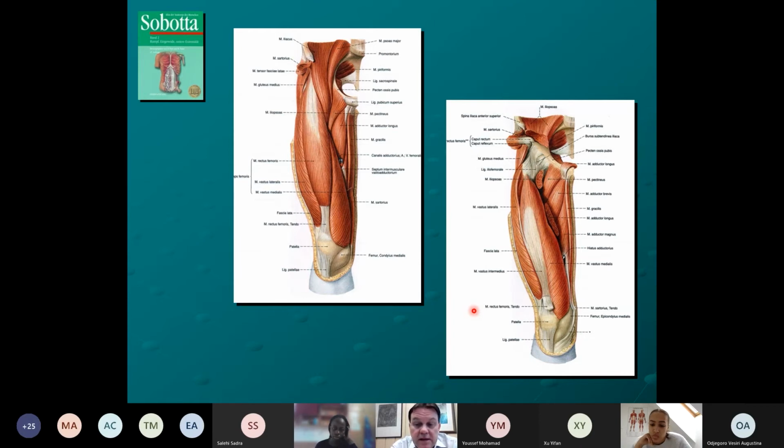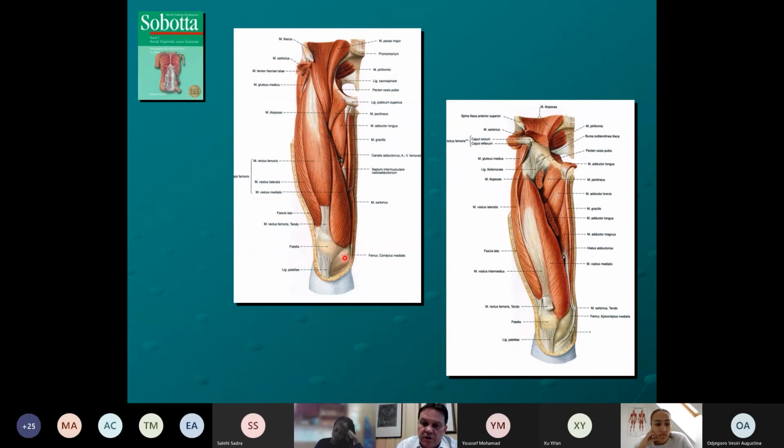Well, this is an example for knowing an anatomical difference which has clinical consequences. The difference is that the rectus femoris has its origin on the pelvis. The other 3 have their origin on the femur itself. So the rectus femoris is going over 2 joints. It is bridging 2 joints. The other 3, they are bridging only the knee joint.